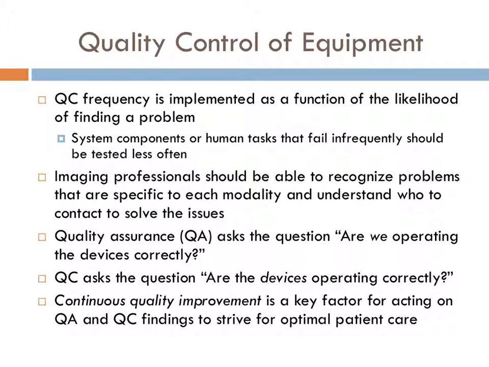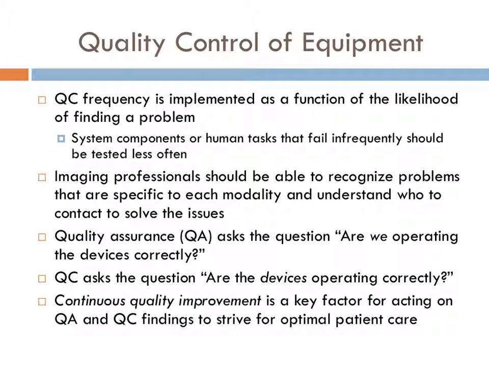Now on to quality control. Quality control frequency is implemented as a function of the likelihood of finding a problem. So system components or human tasks that fail infrequently don't need to be tested as often as components that do fail frequently. Imaging professionals should be able to recognize problems that are specific to each modality and understand who to contact to solve the issues.